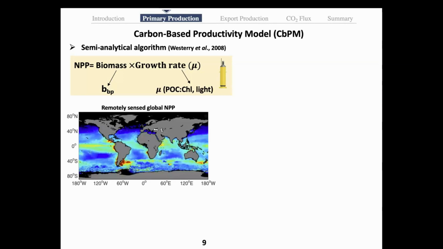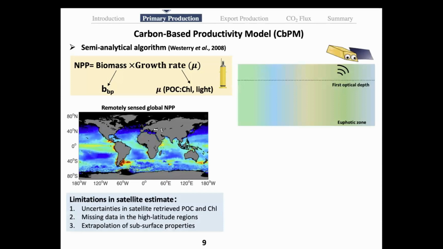It's worth mentioning that all of the variables included in the CBPM model are also available from satellites. So the satellite estimate of MPP is also commonly used in ocean carbon studies. But as you can imagine, the key limitation of the satellite estimate is that it can only see what's going on at the surface.